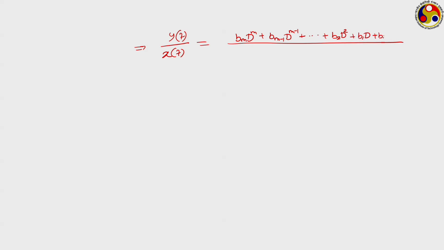But okay, I am going back. So, if we write this as y function of time divided by x function of time, then drawing analogy from the previous case, what we can write here, we have b_m d^m plus b_(m-1) d^(m-1), and so on, and in the denominator we have a_n d^n, sorry, a_(n-1) d^(n-1), plus a2 d square plus a1 d plus a naught.